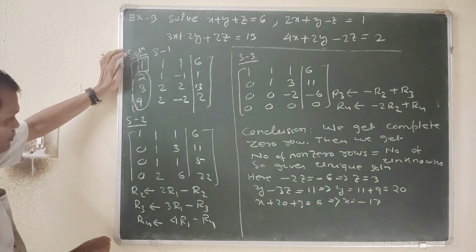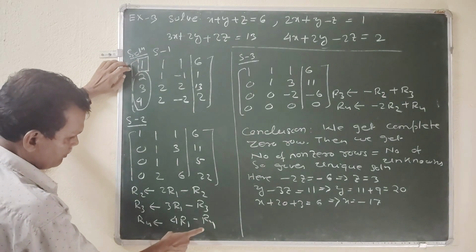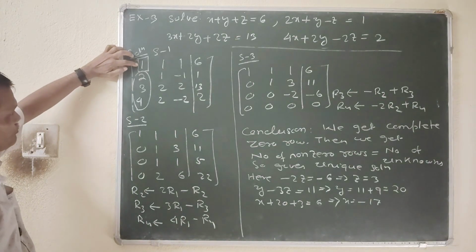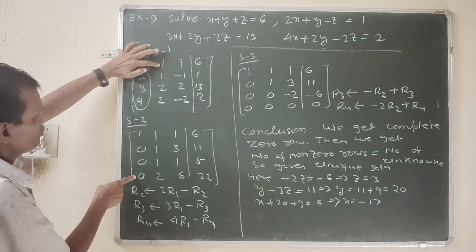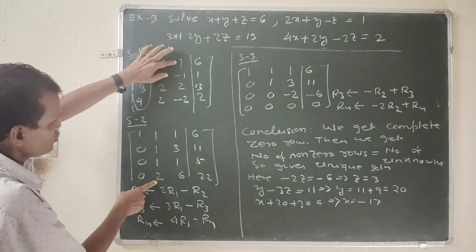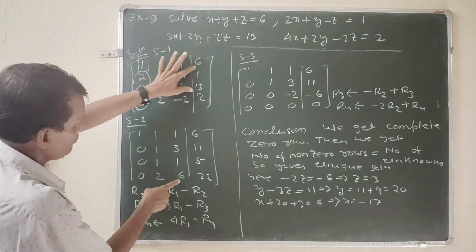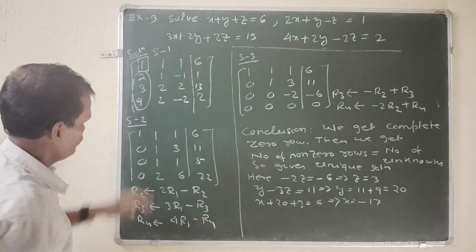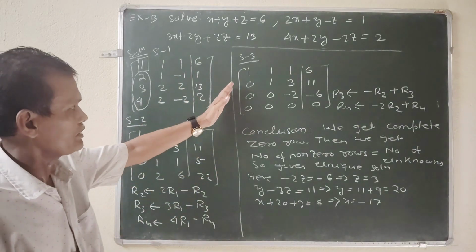Okay, similarly come to row 4. Row 4 rule is 4r1 minus r4. So we are multiplying this: 4 into 1 is 4 minus 4, that is 0, 4 into 1 is 4 minus 2, that is 2, 4 into 1 is 4 minus of minus, that is plus 2, that is 6, 4 into 6 is 24 minus 2, that is 22. So we form the second step. Then you come to the third step.